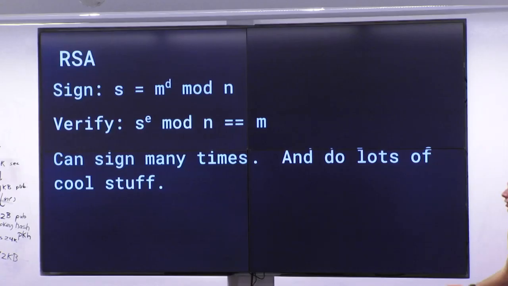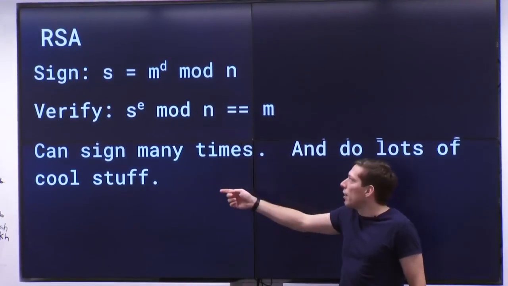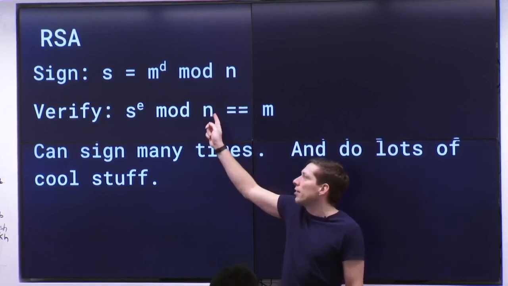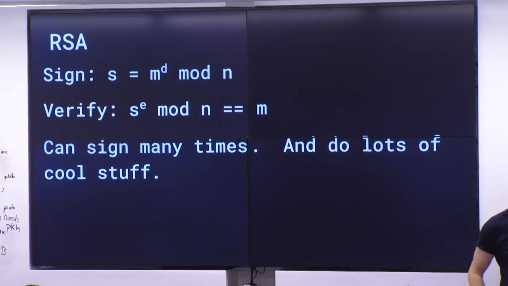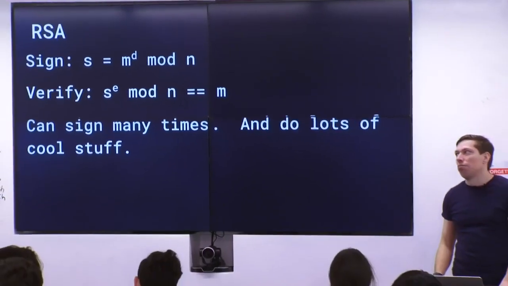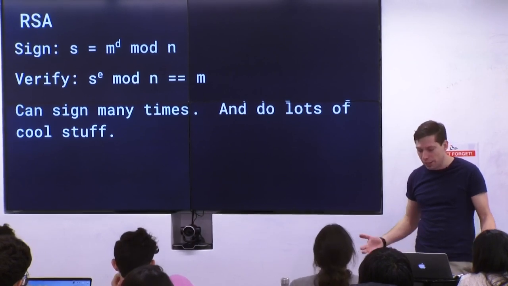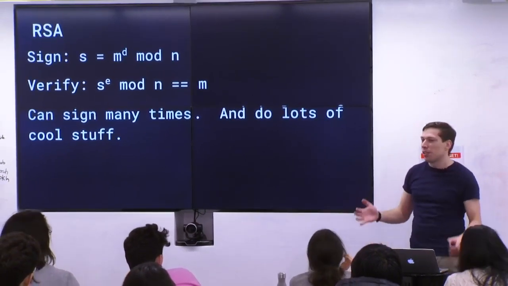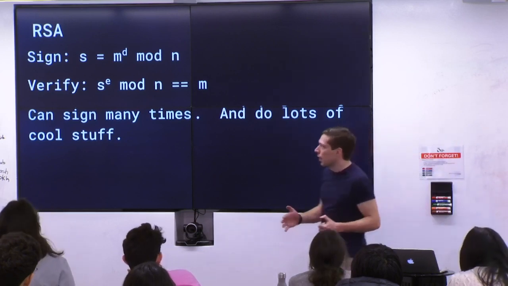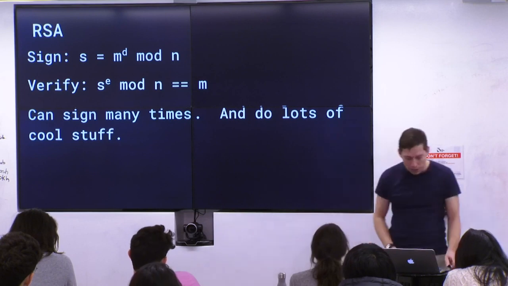I can use the same thing a bazillion times with different M's, and that doesn't give any help on how to factor N or how to compute D. So this was late 70s, RSA, and one of the first, like, hey, we can do better than hash functions. It was developed at around the same time as hash-based signatures. All of these things were coming out at the same time.